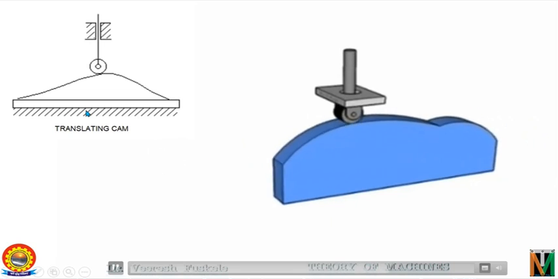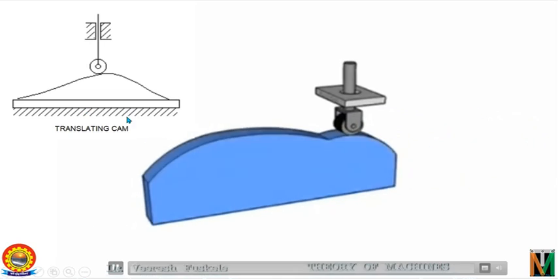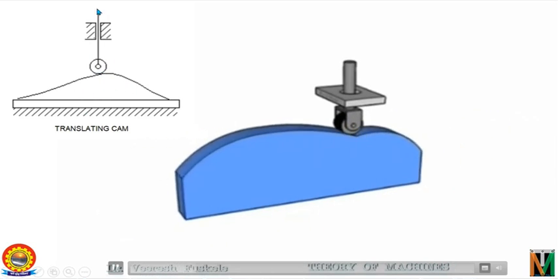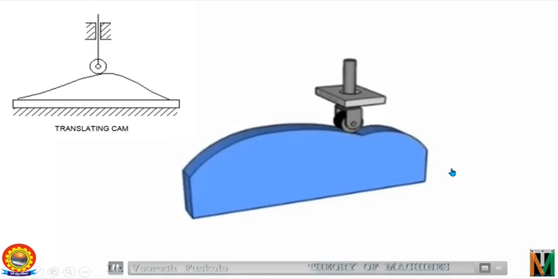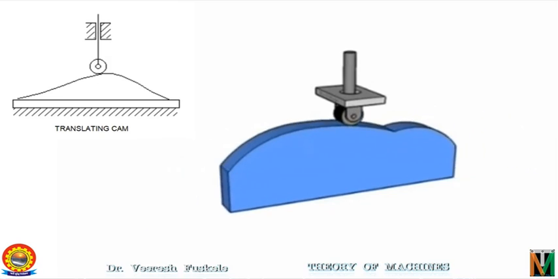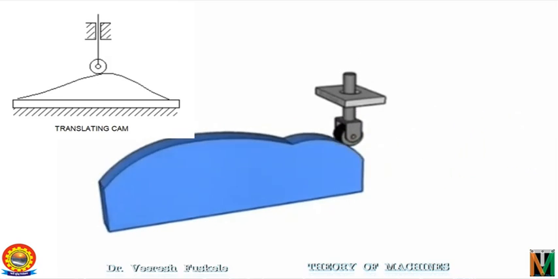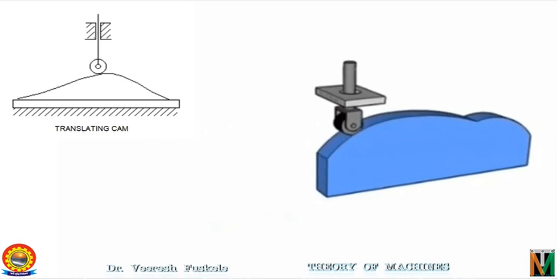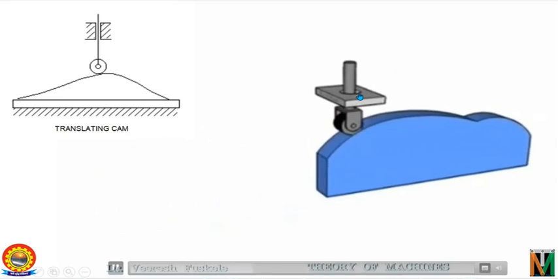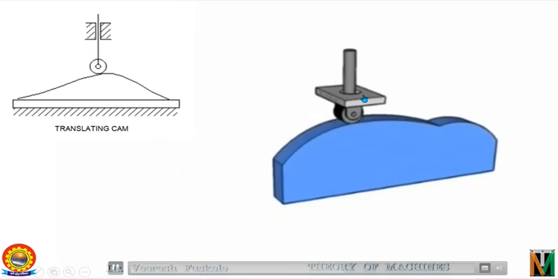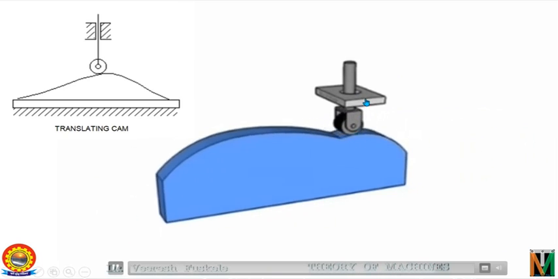Here we again have a 4-link mechanism. This is the fixed link. This is the cam, which is the link 2. This is the roller, which is the link 3. And the follower is the link 4. Depending upon the profile of the cam, as this wedge shaped cam oscillates in the horizontal direction, the follower will move in the vertical direction along the prismatic pair between the follower and the guides. Roller is 3 and the follower is link 4.